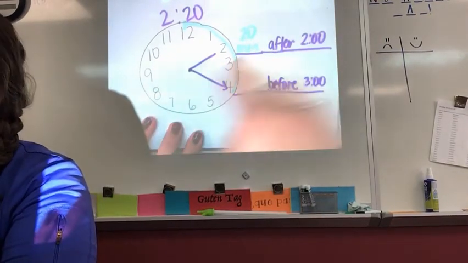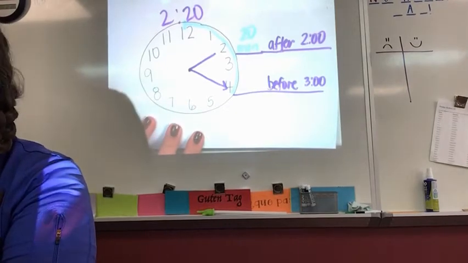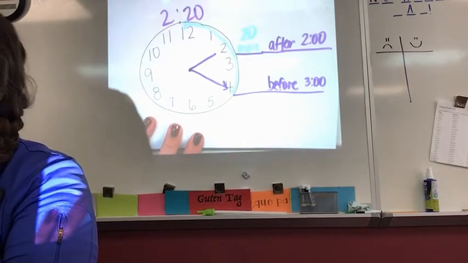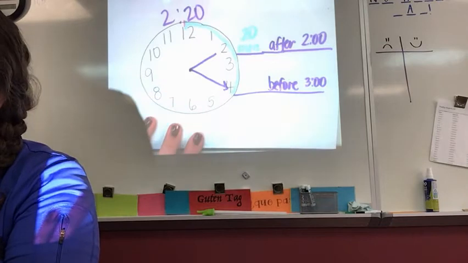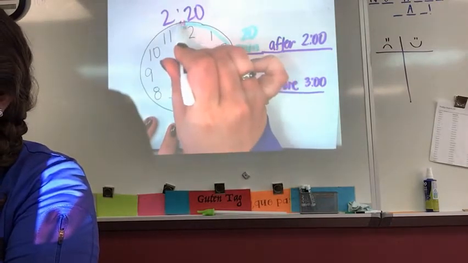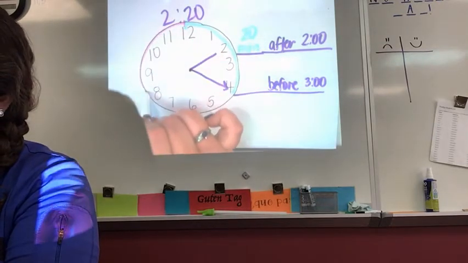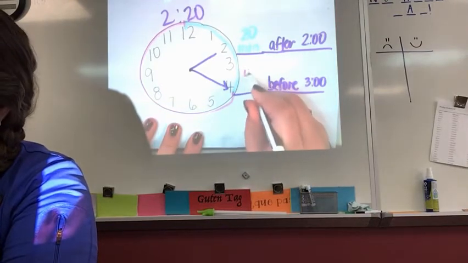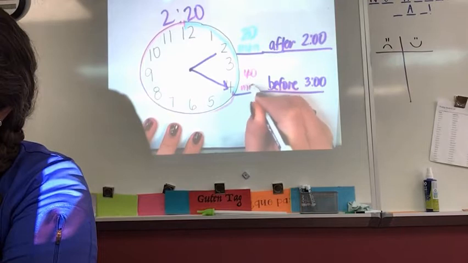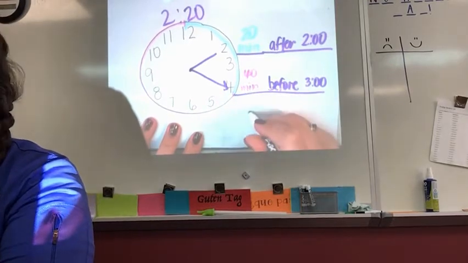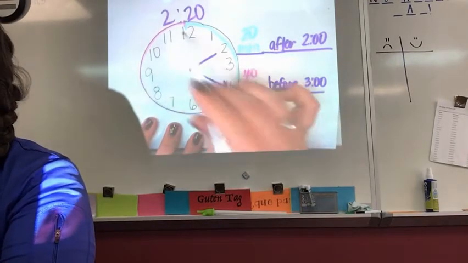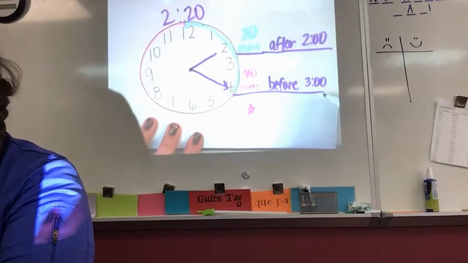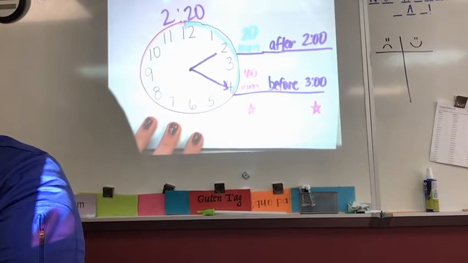Now this one, I'm thinking 20 plus what gives me 60, or I'm also thinking how many minutes until I get back to this 12 for my 3 o'clock hour. Ready? 5, 10, 15, 20, 25, 30, 35, 40. Does 20 plus 40 equal 60? Yes. Is 2:20 in between 2 o'clock and 3 o'clock? Yes. That means that I got this one right.